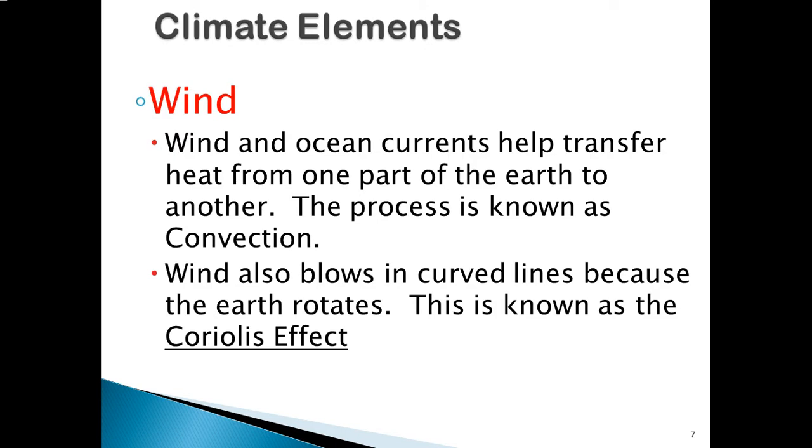Wind. Wind's also important because you know at times it's hot outside, now wind comes through, it's real hot and breezy, or a nice cool refreshing breeze will come through. So what does wind do? Wind and ocean currents help transfer heat from one part of the earth to the other part of the earth. It's called convection. Wind also blows in curved lines because the earth is rotating on its axis. This is called the Coriolis effect. More terms you learn in science class.